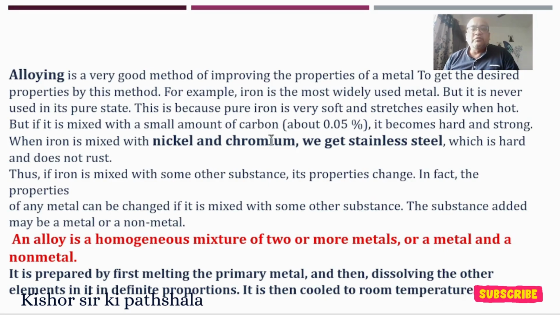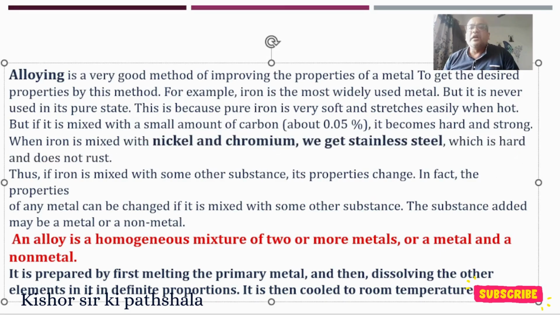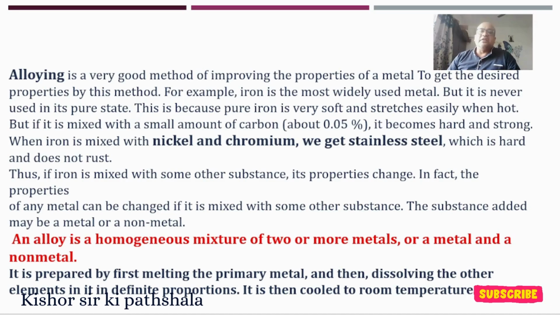And when iron is mixed with nickel and chromium, we get stainless steel, which is hard and does not rust. The steel we use is iron mixed with nickel and chromium. If iron is mixed with some other substance, its property changes. In fact, the properties of any metal can be changed if it is mixed with some other substance. The property changes largely. The substance added may be a metal or a non-metal. Here we are adding carbon, which is a non-metal.